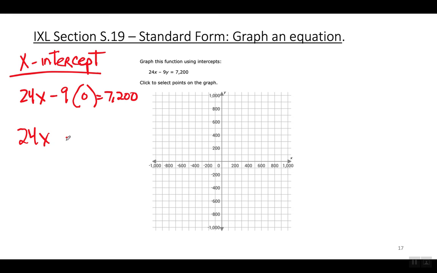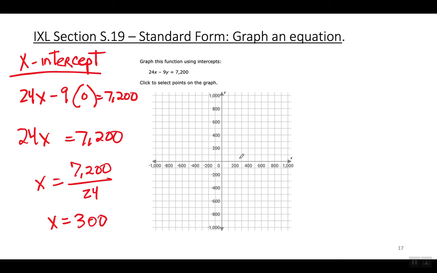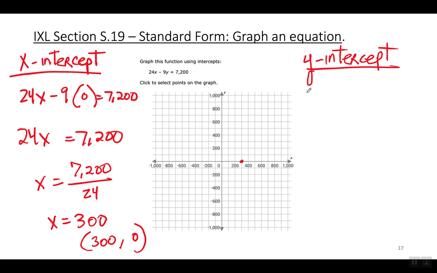So 24x equals 7,200. So x equals 7,200 divided by 24. So x is going to equal 300. So when y is 0, x equals 300. And then to find the y-intercept, I make x equal to 0 and solve for y.